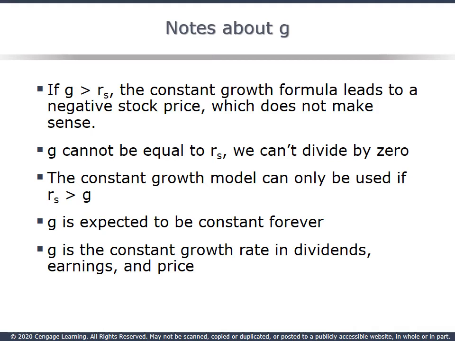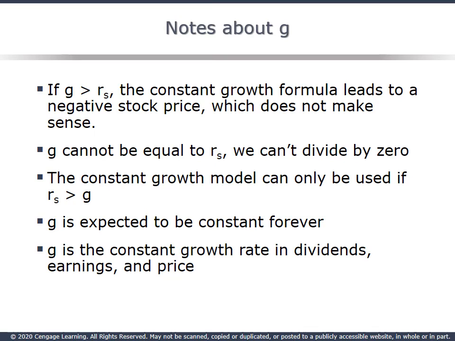Furthermore, g can never be equal to R sub S. Why is that so? Because in the formula, that would lead to 0 in the denominator. We can't divide by 0. That doesn't make any sense. So we can say that the constant growth model, that formula we've seen in the last couple of slides, can only be used when R sub S, the required return, is greater than that constant growth rate.